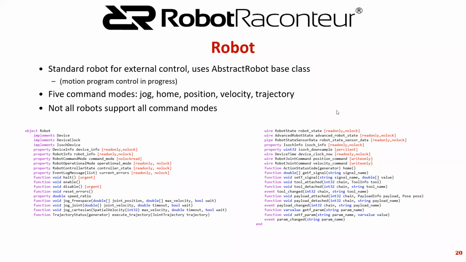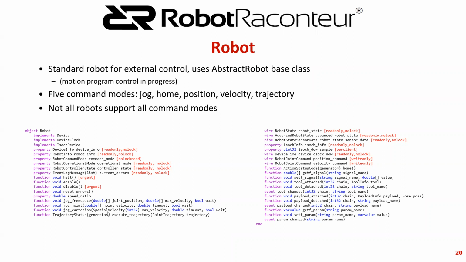So as I said, this is an external control mode for the robot. And I'm just going to go through it kind of quickly because we're running a bit short on time. So essentially, you have the types implements, the metadata here. You change the command mode of the robot between jog, home, position, velocity, and trajectory. You get data from the robot of what it's doing. Enable, reset, disable, etc. The jog commands here.